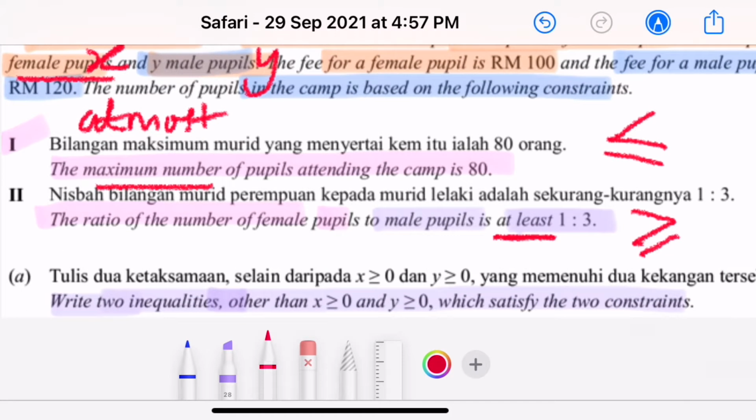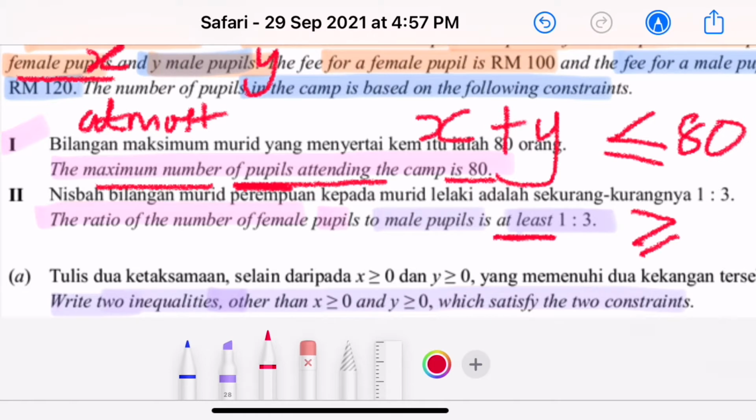The total number of pupils attending the camp is at most 80, meaning we take x plus y, and it cannot be more than 80. Think of it like maximum marks being 100, so we cannot have more than 100 marks. Maximum 80, so less than or equal to 80, it can be equal to 80.